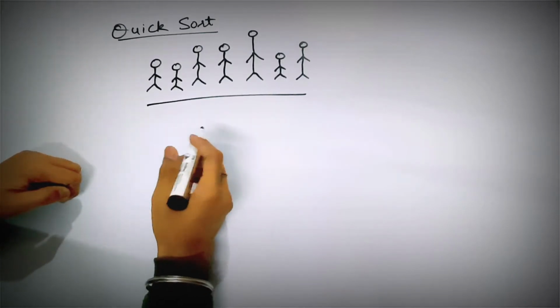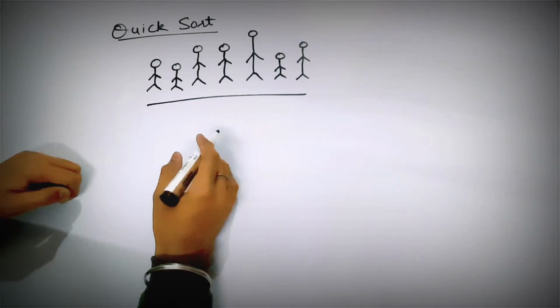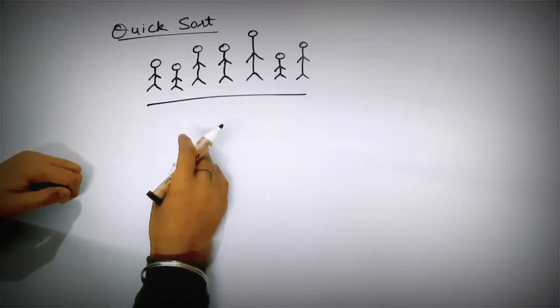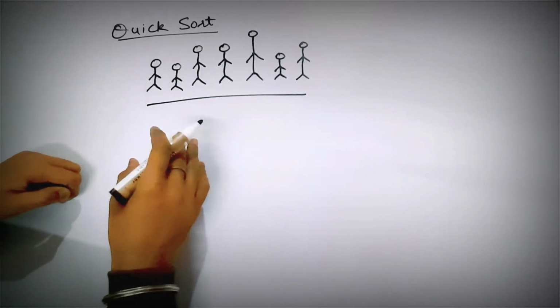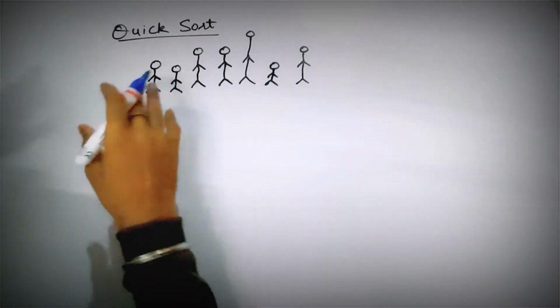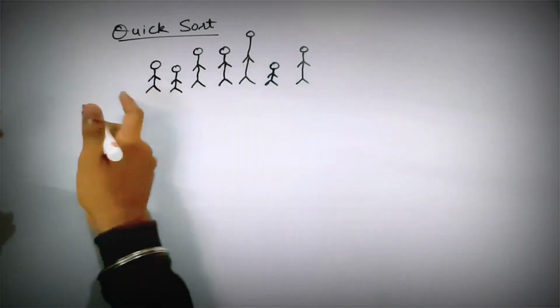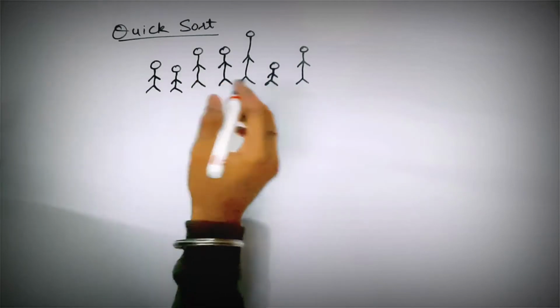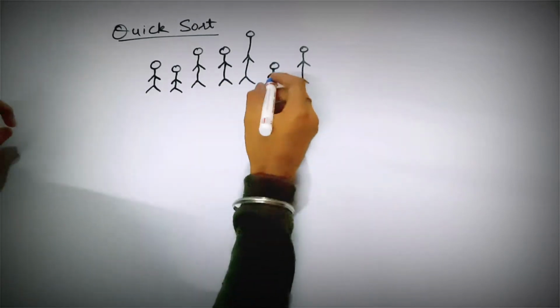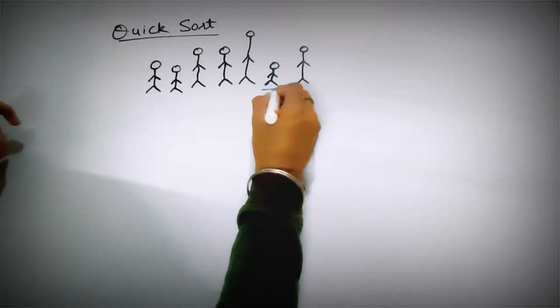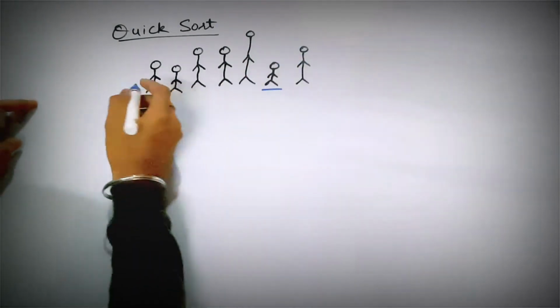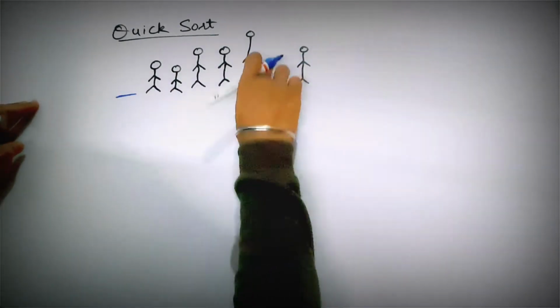So what will be the quick way or the faster way? Obviously, when the students find their places themselves. So this is the basic idea of quicksort. You can see here that out of these students, the student who is the shortest in the class will know that he is the shortest. And in this example, you can see that this student is the shortest. So he will automatically go to the first place.